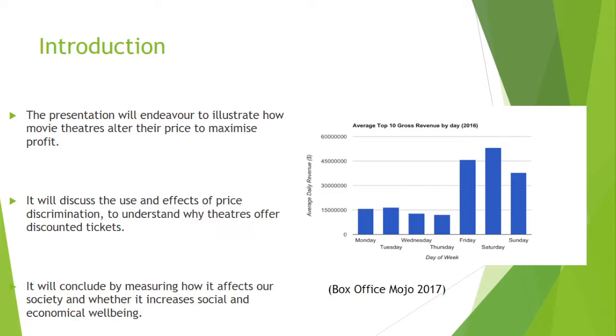The graph shown depicts the change in revenue for cinemas in the US on each day of the week using data from 2016. It is evident that revenue is lesser during the week than it is on weekends, and that it is through price discrimination the cinema can maximise profit despite the lower revenue earned during the week.